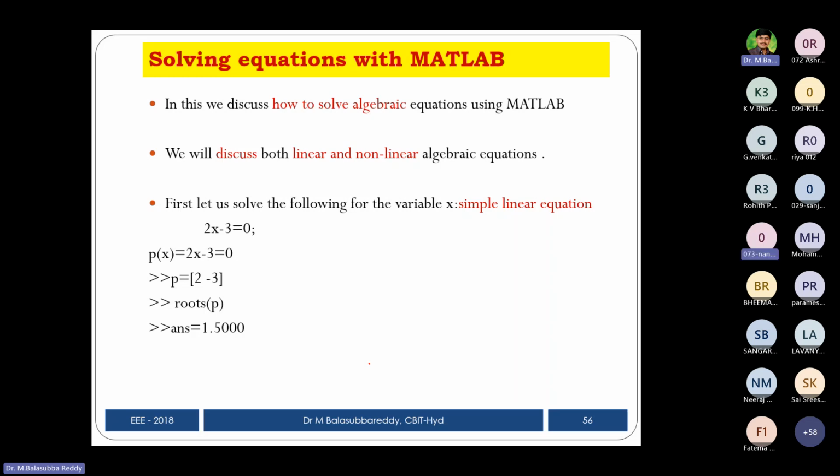Now, how to solve equations? Solving equations in MATLAB. Of course, this is a small thing, we can easily calculate manually. 2x minus 3 is equal to 0. What is x, or the root of that? In that case, you can write p of x is equal to 2x minus 3, and the coefficients you can write as 2 and minus 3. roots of p will give the root. Because this is a single root, we'll get it directly.